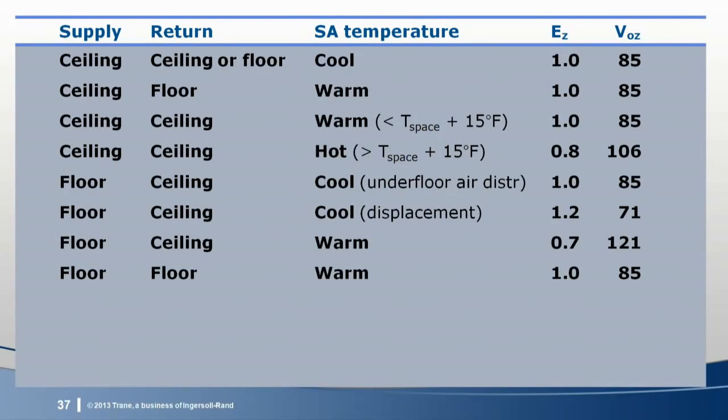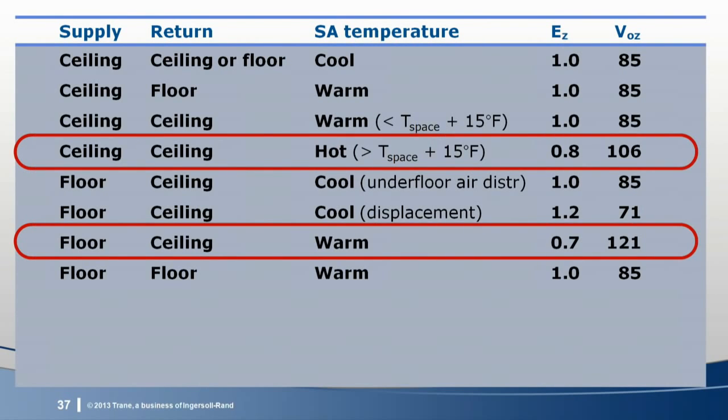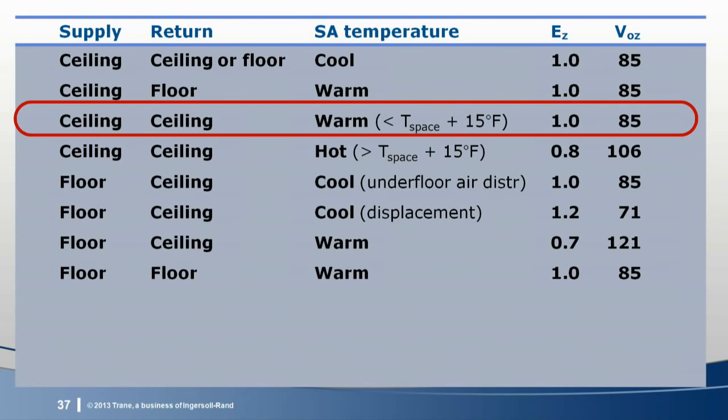First, notice that E sub z for most common configurations is 1. Two configurations that have an effectiveness less than 1 are when hot air is delivered through ceiling-mounted diffusers and it also returns from the ceiling, or when warm air is delivered through diffusers in or near the floor and it returns from the ceiling. However, notice that if you design the system so that the supply air temperature during heating is less than 15 degrees above the space temperature, and if the diffusers are selected to achieve suitable velocities, you can achieve an air distribution effectiveness of 1, even with overhead heating.